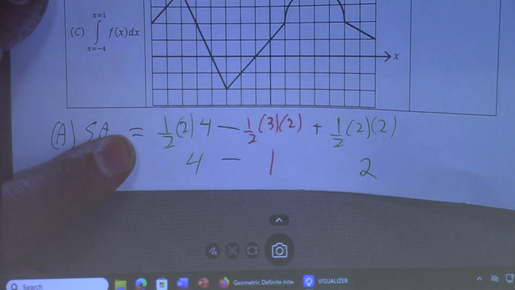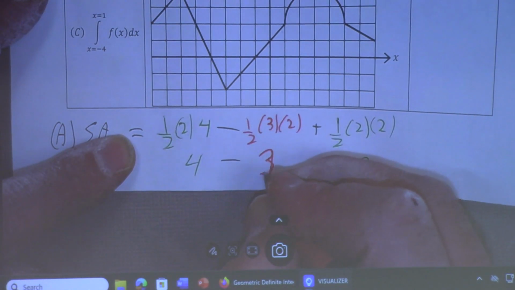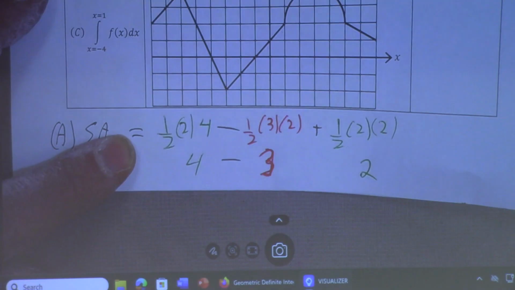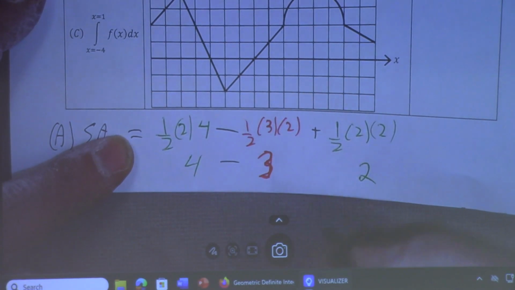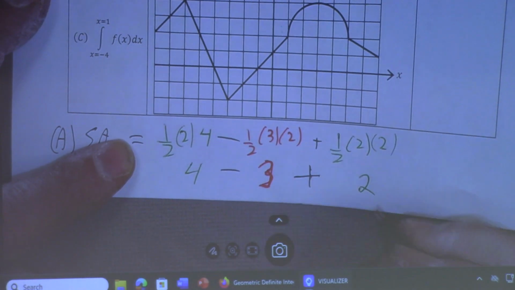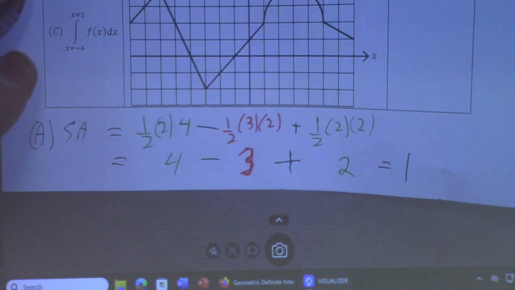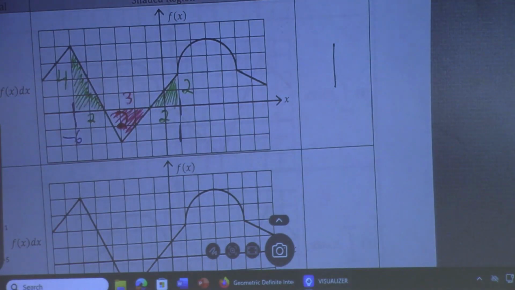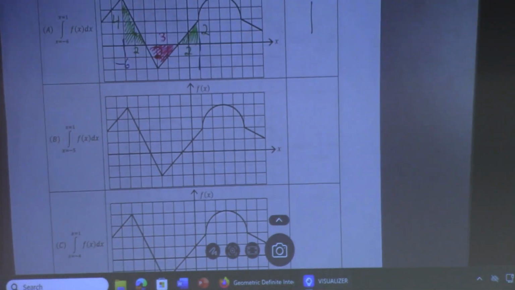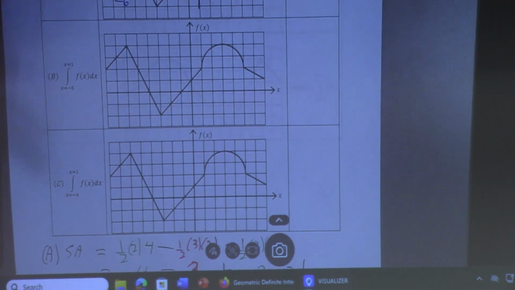Oh, 4 minus 3. Hello? Anybody awake? I need to give you all little bells that you can ding. So 4 minus 3 plus 2 gets me, the final answer is the number 1. There's my signed area. So a 1 goes in this cell. There's my calculation. All right, so now I'm going to try to shut up.